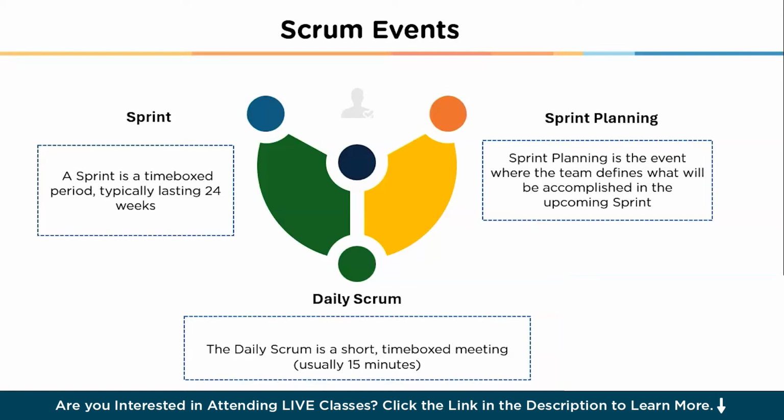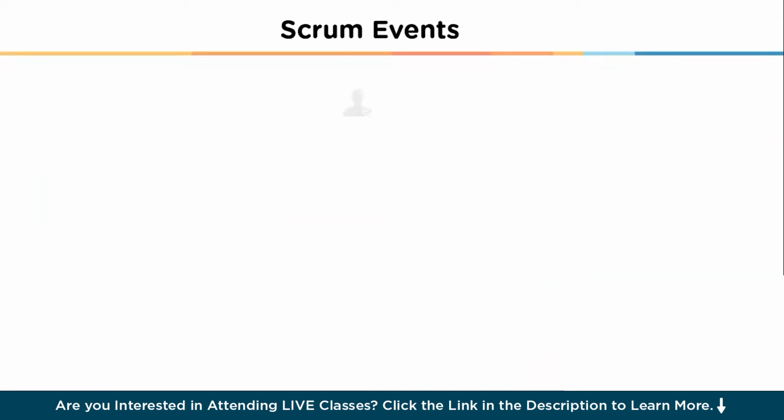The daily scrum promotes transparency and accountability, ensuring that everyone is aligned and aware of the team status. It also provides an opportunity to quickly address and resolve impediments, keeping the team on track to achieve the sprint goal.